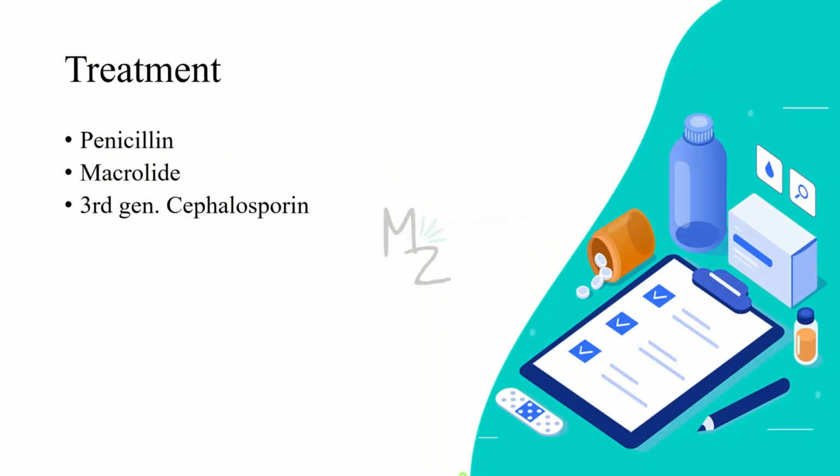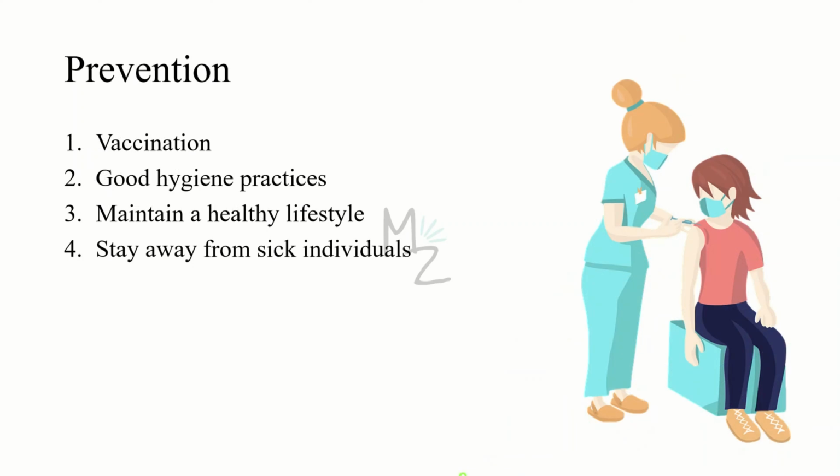Treatment. Most pneumococcal infections are treated with beta-lactams, for example penicillin, macrolides, for example erythromycin, and third-generation cephalosporins. How do we prevent this infection from occurring? Streptococcus pneumoniae is the only one having a vaccine against it, while the rest of the streptococci have no vaccines that can work against them. So vaccination will definitely help prevent this infection.